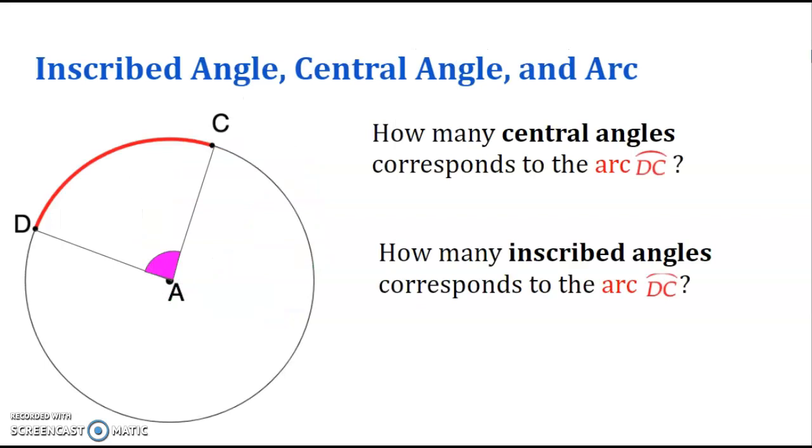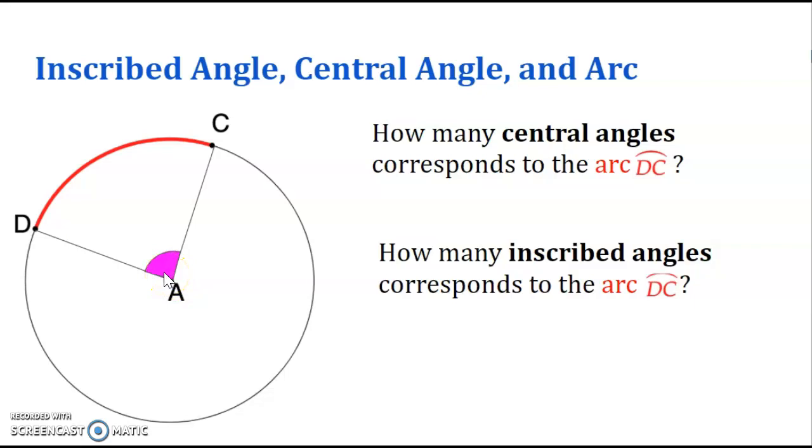So now let's put together inscribed angle, central angle, and arc. How many central angles correspond to arc DC? Arc DC refers to this length here, or this arc between point D and C on the circumference of the circle. How many central angles? Well, there's only this pink angle right there.